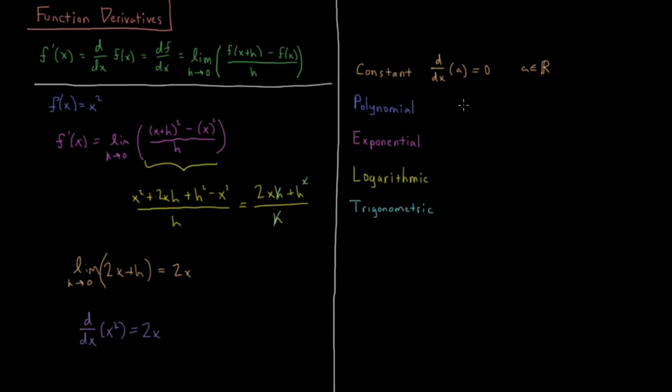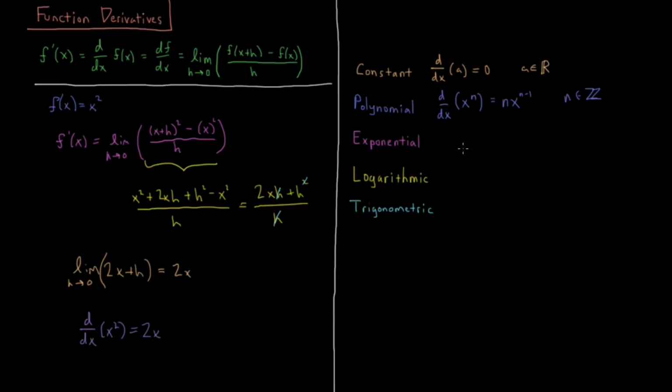For some polynomial function, or really some monomial function, I'll say, the derivative of x to the n. Over here we showed for x squared that it's equal to 2x, which is 2 times x to the 1. So in general for x to the n, this is going to be n times x to the n minus 1, for any integer value of n. Okay, so those are polynomial functions.